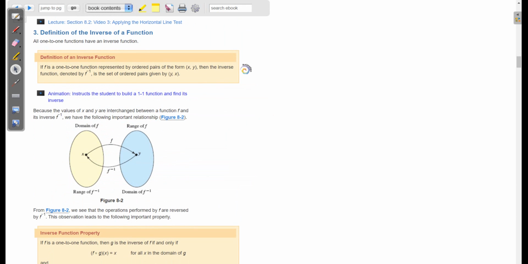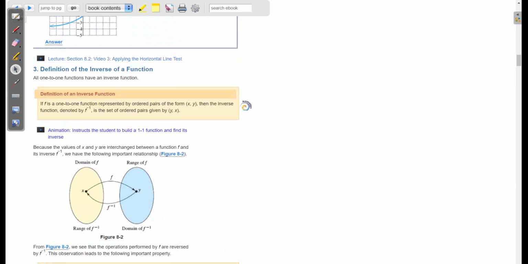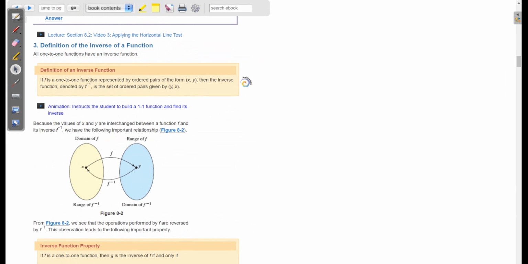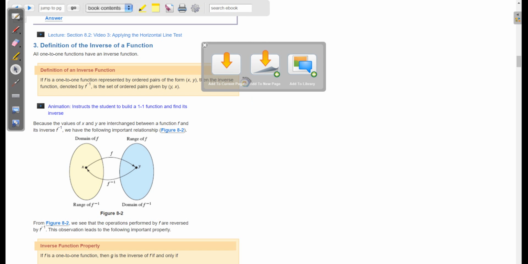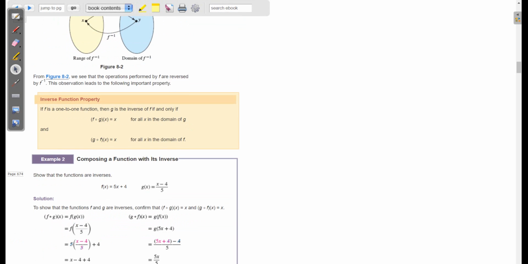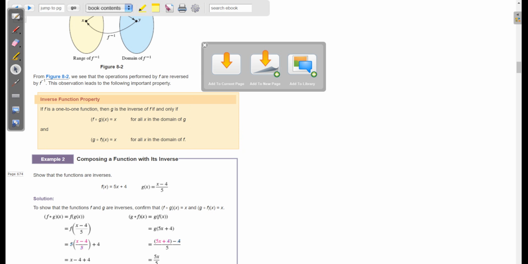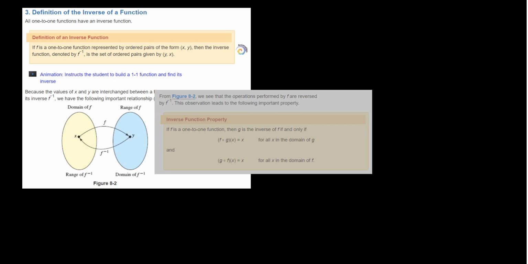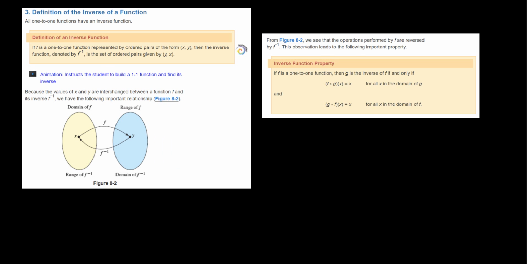Okay. Next up, we're going to talk about inverse functions. Before we begin, I'm going to put a page before this one. All right, so let's go back and add a page.